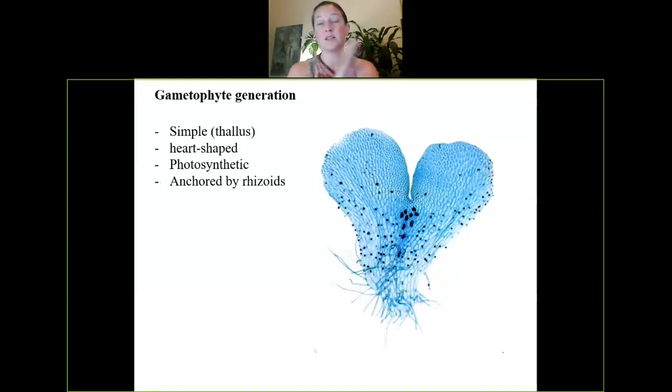Okay, so that's the sporophyte generation. Now we're going to talk a little bit about the gametophyte generation in detail. And some of this might look familiar, right? This heart-shaped green thing, because we used ferns in the last lecture, lecture lab. We used ferns in the last class to introduce the idea of alternation of generations, right?